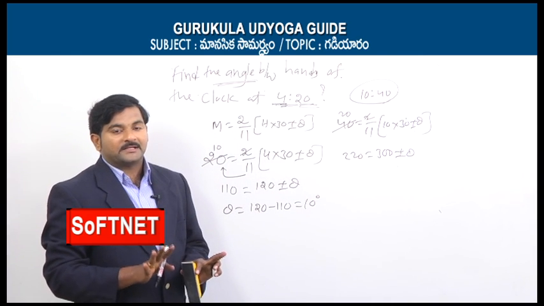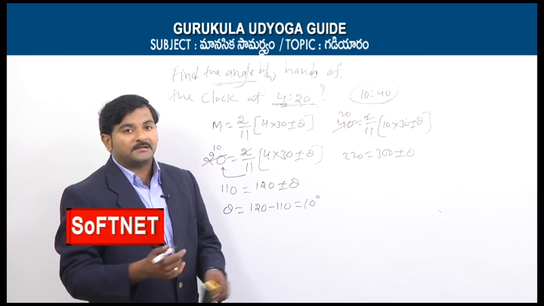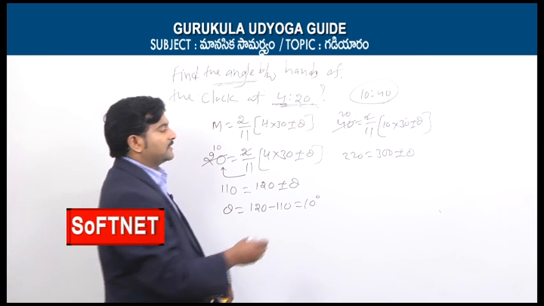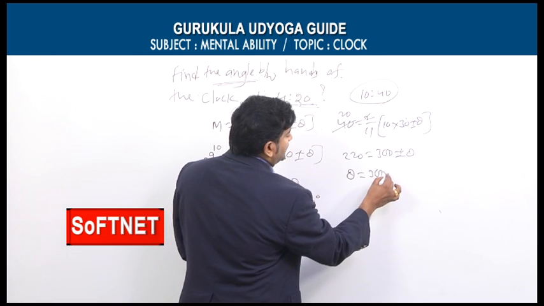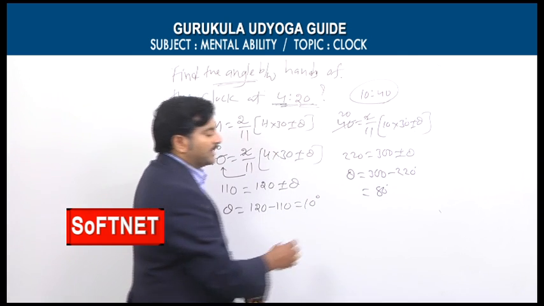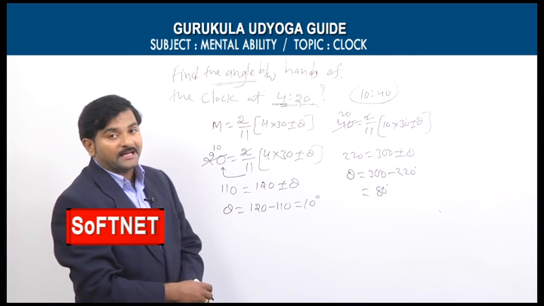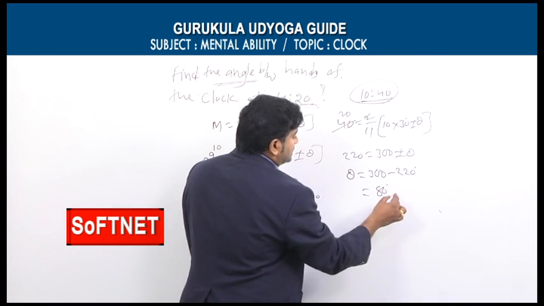Blindly you can subtract small value from the big value, that will give the angle between the hands of the clock. So what I mean to say, theta is equals to 300 degrees minus 220 degrees. How much you can say? 80 degrees. Therefore the angle between the hands of the clock at exactly 10:40 is how many degrees?